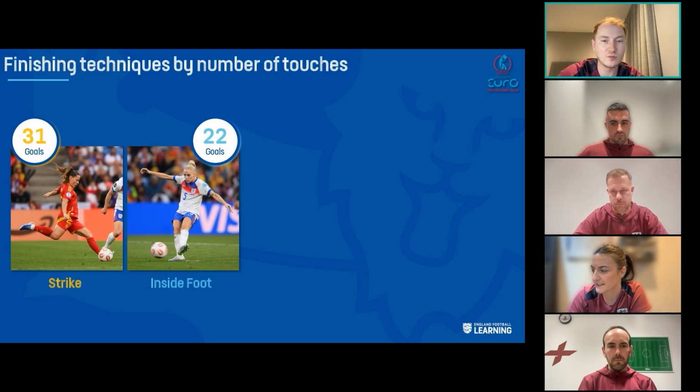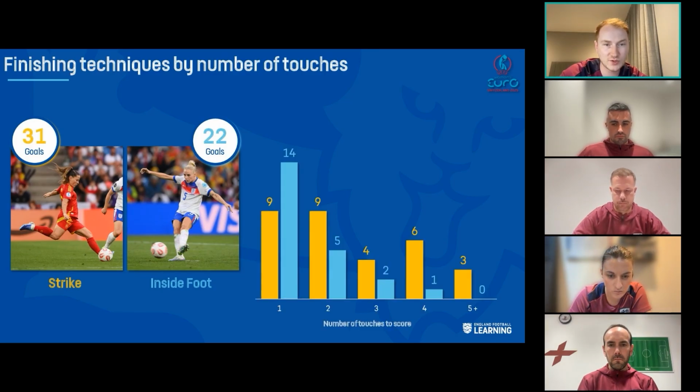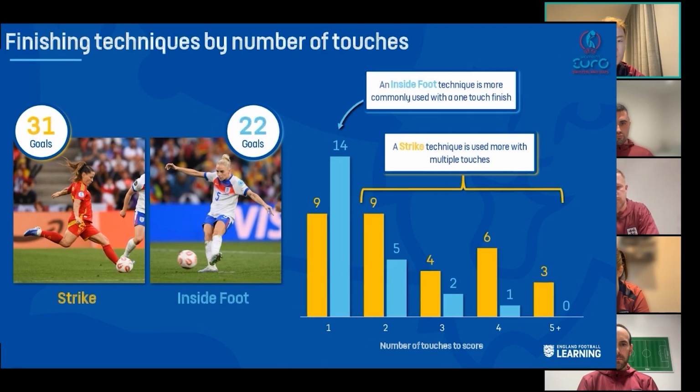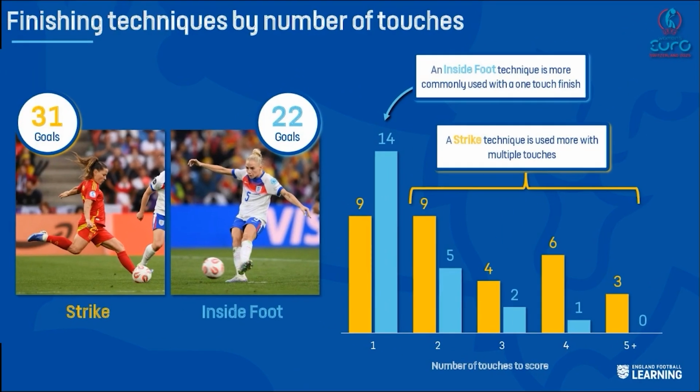So the first ones I'll combine will be the finishing techniques and the number of touches taken. On the bottom of your screen there, you'll see the number of touches taken to score, 1, 2, 3, 4, and 5+. And then the height of the bar is how many goals were scored from those number of touches. So the yellow bars will be your strike and the blue bars will be inside foot.